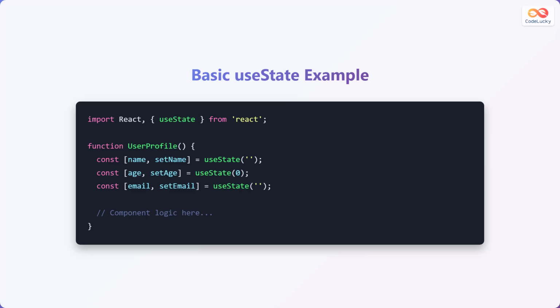First, import useState from React. Then, inside your user profile component, declare the name state variable using useState, initializing it with an empty string. The setName function will be used to update the name. Similarly, declare the age state variable, initializing it with the value 0, and setEmail for updating the email, also starting with an empty string. Now you have 3 independent state variables managed within your component.